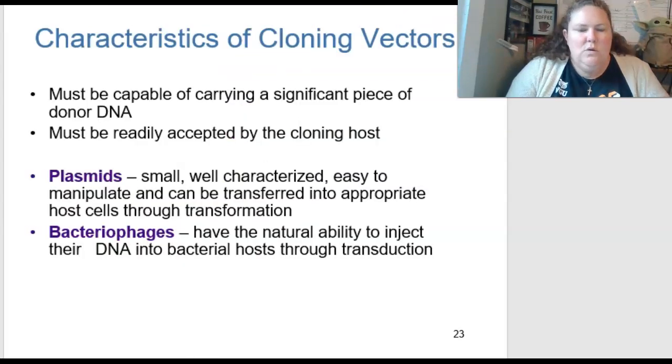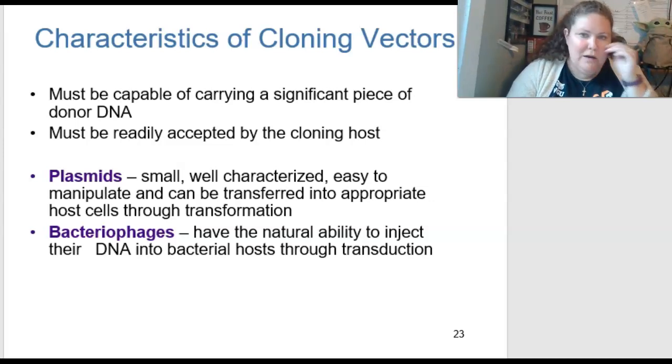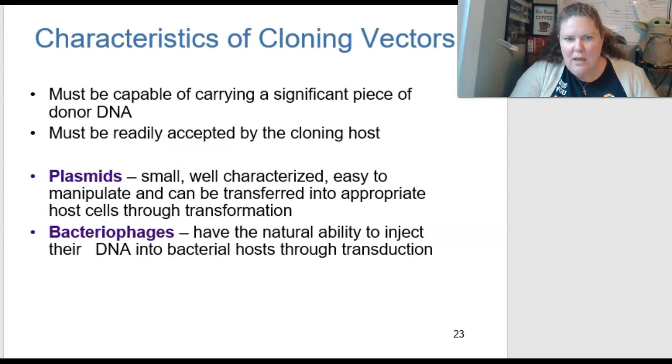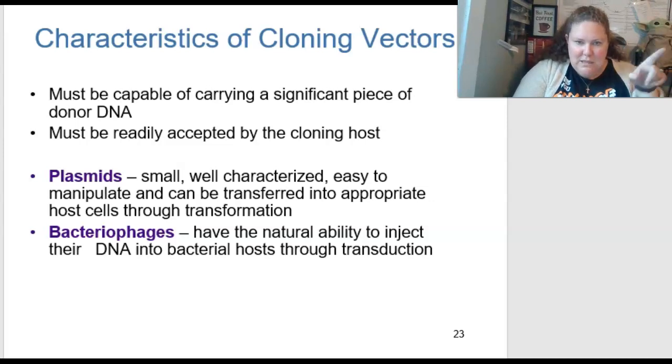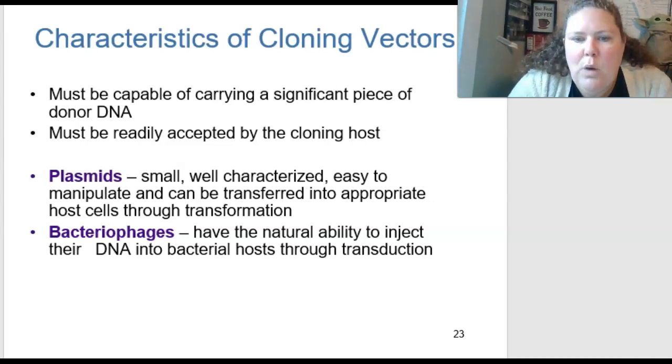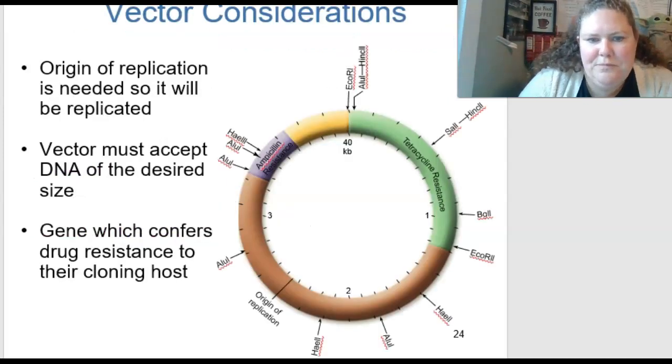All right, so what are the characteristics of these cloning vectors? Well, they must be capable of carrying a significant piece of donor DNA, and they must be readily accepted by the cloning host. These plasmids, which is that little circle, are small, well-characterized, easy to manipulate, and they can be transferred into an appropriate host cell through the process of transformation. Bacteriophages have the natural ability to inject their DNA into bacterial hosts through transduction.